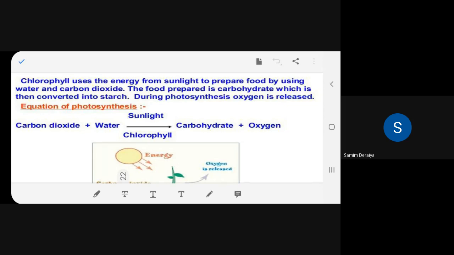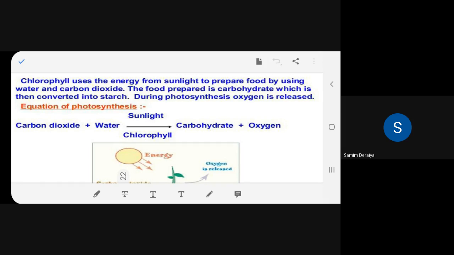Continue. Equation of photosynthesis: sunlight, carbohydrate plus water. No, no, it is carbon dioxide plus water. Say with me: carbon dioxide with water, in the presence of sunlight and chlorophyll, makes carbohydrate and gives out oxygen. So you got it now? Simple, all of you.